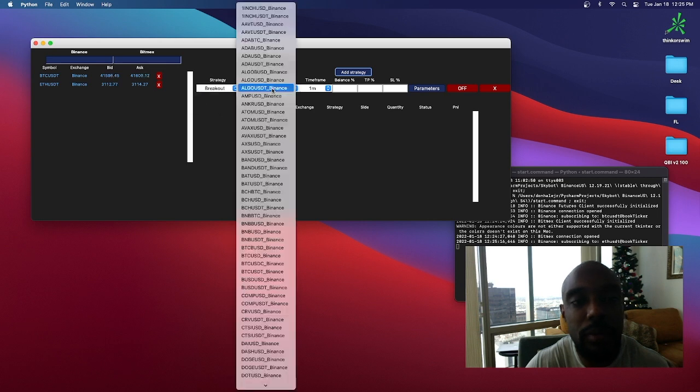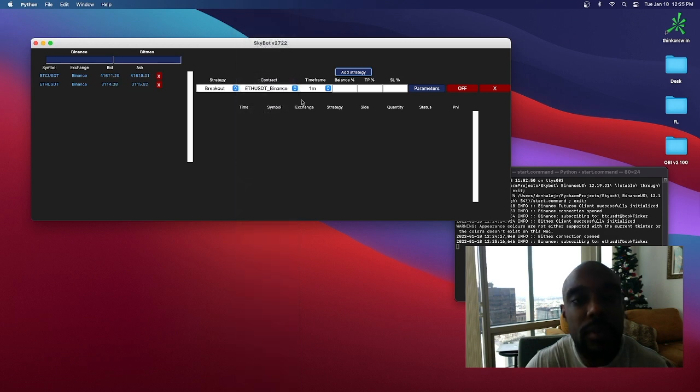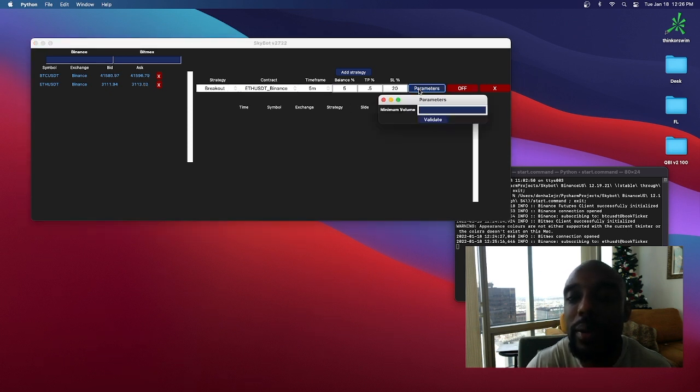We'll choose breakout. We'll choose Ethereum USDT, Tether. We'll go on the 5-minute time frame, to try to make this a fast demonstration. We'll say 5% of the balance. I said we could just get through the exercise faster, so we'll do 0.5% take profit, and a really high stop loss just so we can get through it. Parameters for minimum volume, we'll have that at 0.